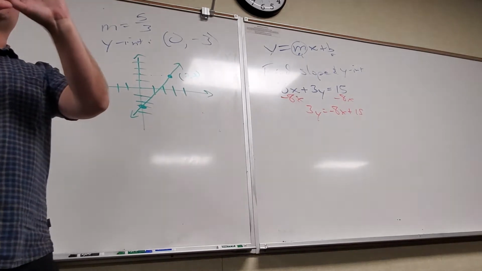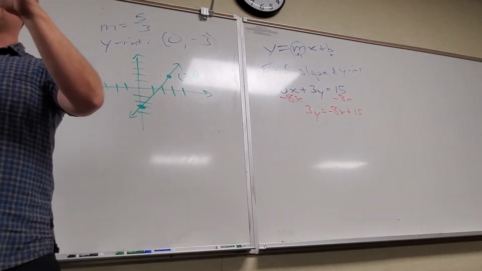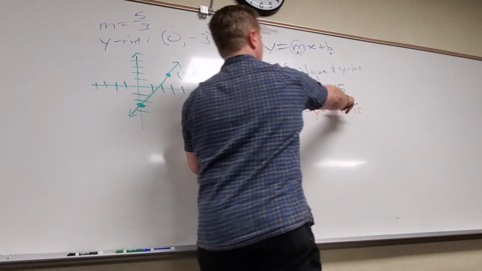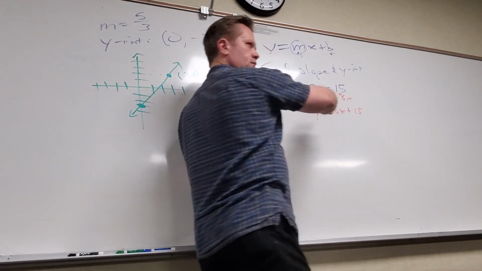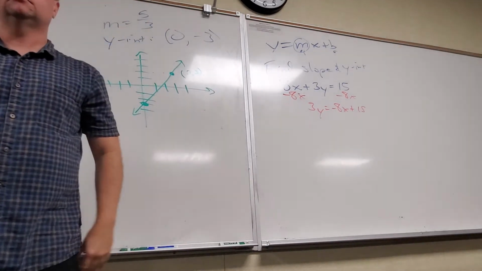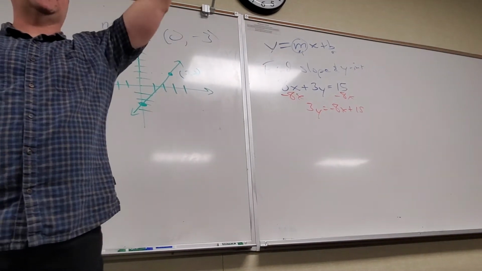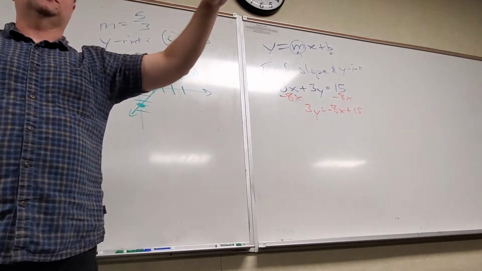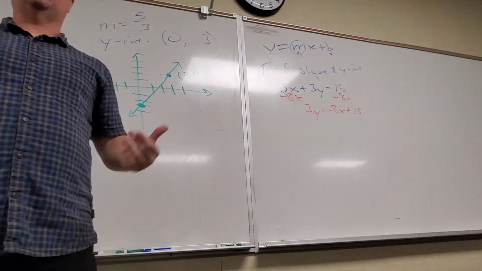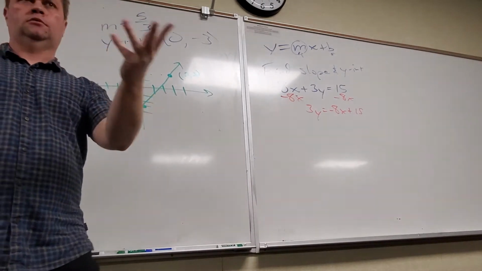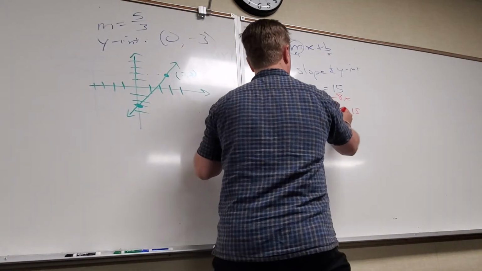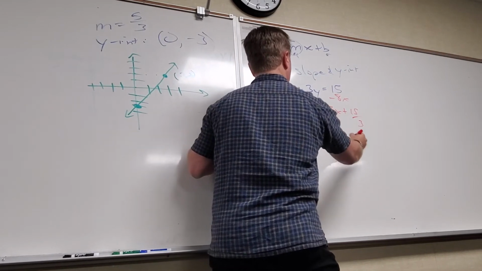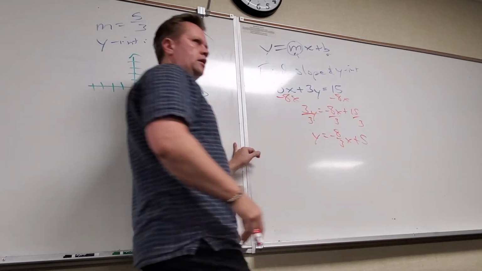Now, real quick, do you guys notice I'm being really nice to myself and I'm putting it in the right order? I put the negative 8x first. You guys see that? You don't have to, but then it will match up with mx plus b. Okay. And then the last step on the solving is to divide by 3. I like it.